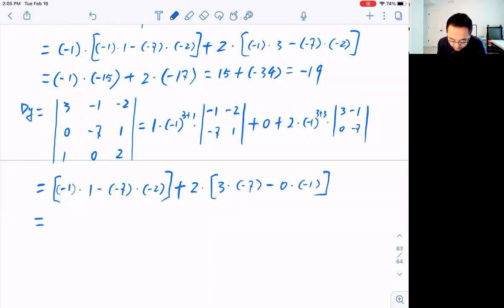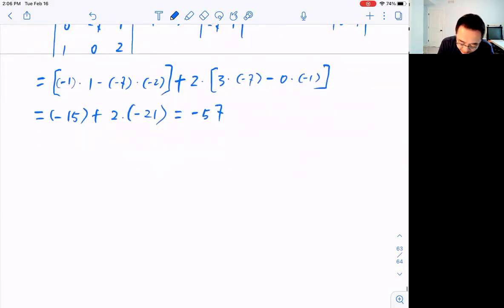So this gives us negative 1 minus negative 1 minus 14, which is negative 15, plus 2 times, then 3 times negative 7 is negative 21, and negative 21 minus 0 is still negative 21, so that gives you negative 42 plus 15, so negative 57. So that is your dy.